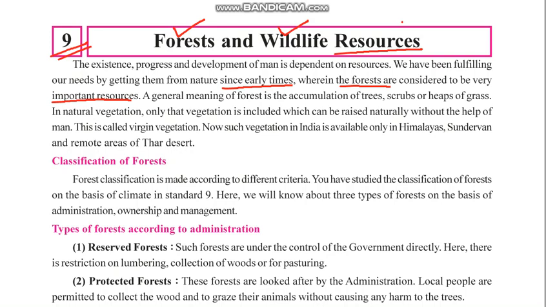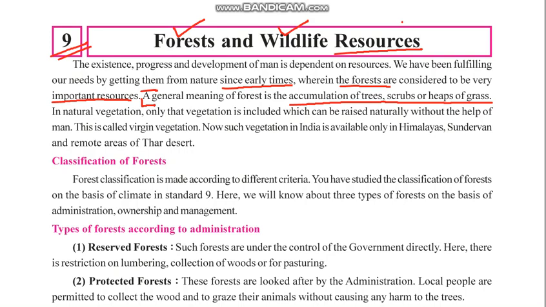Now why is it so? Because forest itself is a multiple resource. It can be used in various ways, and at the same time it can be used to get other resources. A general meaning of forest is an accumulation of trees, shrubs and heaps of grasses. What can be the definition of a forest? If someone asks you what a forest is, then forest is an accumulation of trees, shrubs or heaps of grass. Accumulation is a collection of trees, shrubs and heaps of grass.